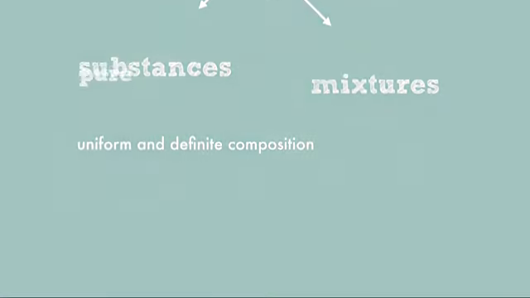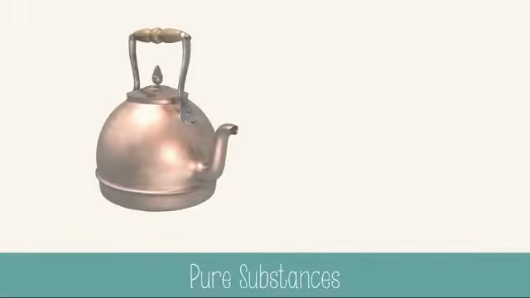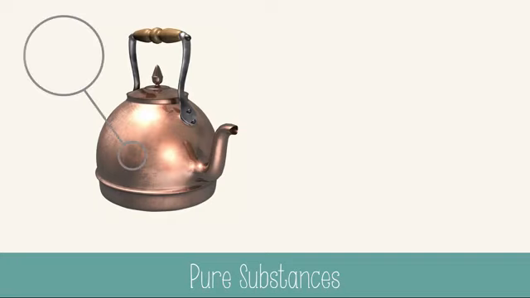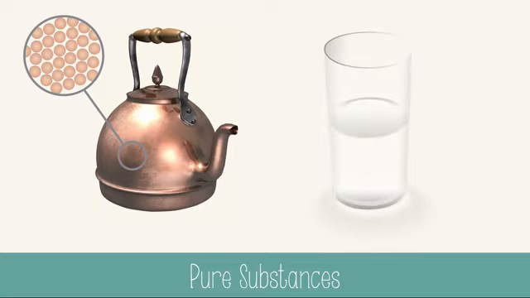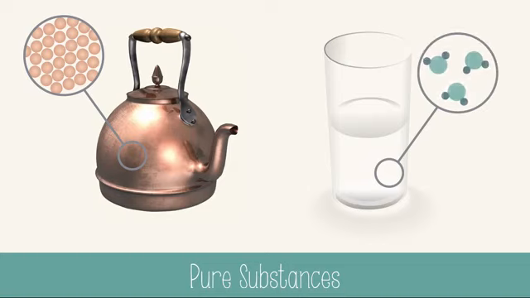For example, this copper kettle is mostly made of copper. A copper kettle and a copper coin will have the same properties because they're made of the same substance. Water in this glass is also a pure substance. It's uniform and made of all of the same compound, H2O.